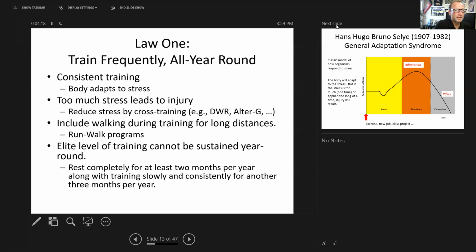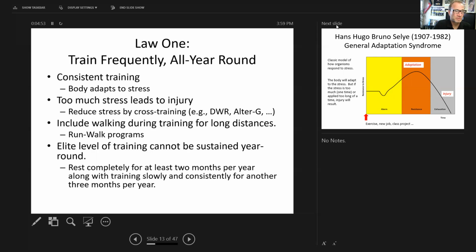A lot of people will actually benefit from including walking during training, especially for long distances. And there's some different strategies to incorporate walking. We call these a run walk program. Especially when you start dealing with long distance events, a marathon or longer, there is some benefit to planning walks within periods of running. And there's different training programs to help introduce that.